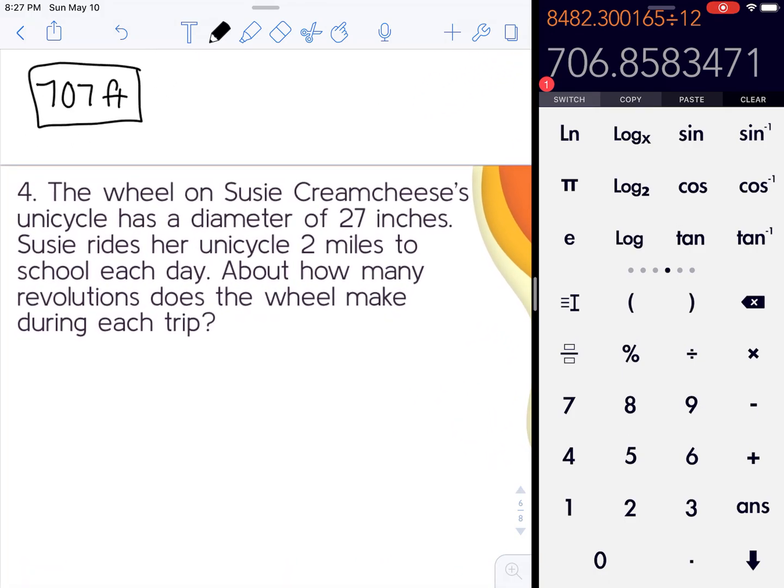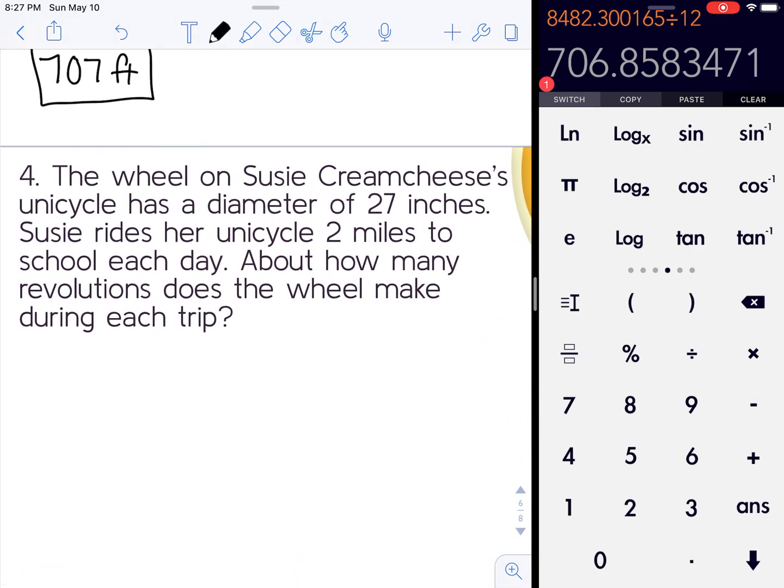Same unicycle. She's riding it 2 miles to school each day, and we want to know how many times it is going to turn. So my distance will equal the number of times it turns, so the revolutions, times the circumference. So I know I'm going 2 miles. I'm going to switch miles into inches because I'd rather deal with a really big number than deal with a teeny tiny decimal. Okay.